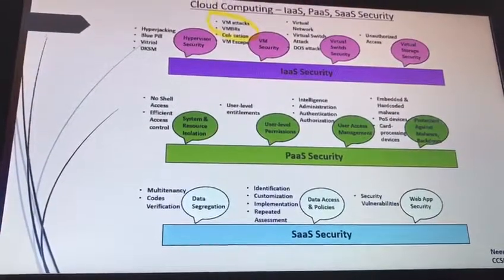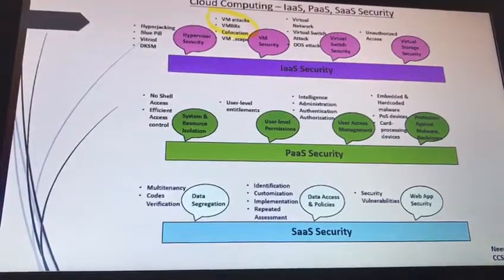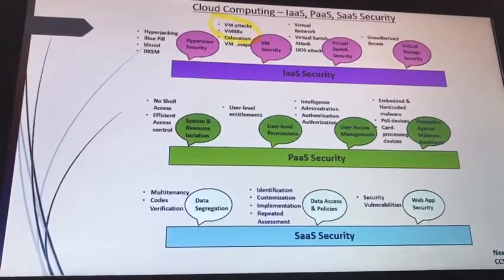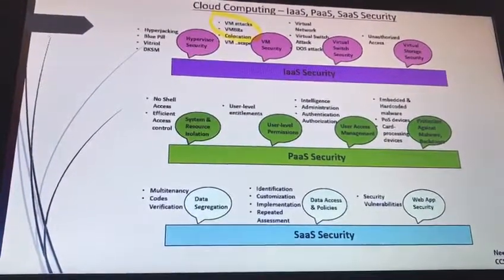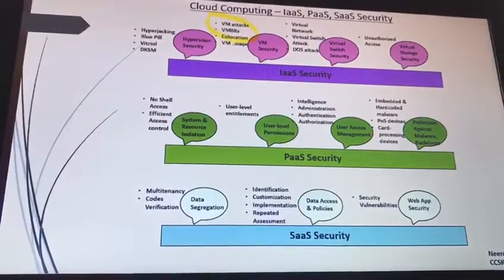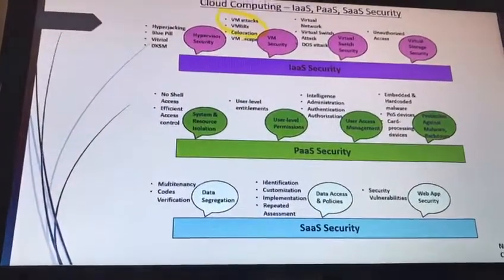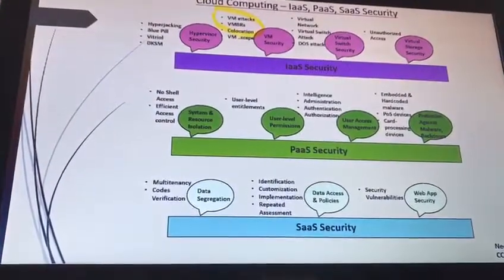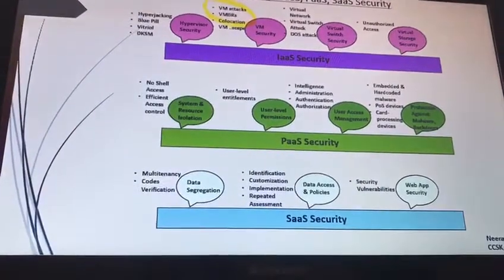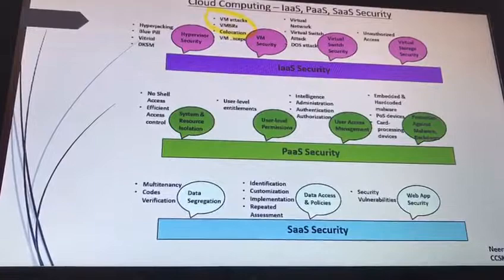And then there is collocation, where multiple VMs are running on a single server and sharing the same resources, which increases the attack surface and the risk of VM to VM attack or VM to hypervisor attack. When you say VM to VM attack, it is VM hopping. This terminology is called VM hopping.